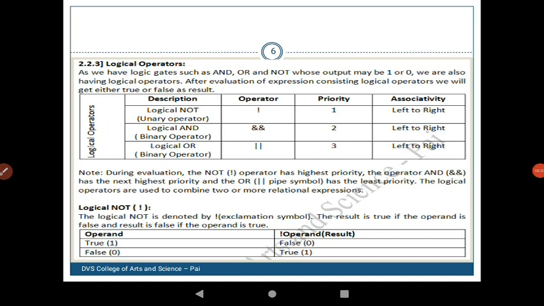Logical operators. As you already know, we have logic gates such as AND, OR and NOT. Likewise, we have logical operators. After evaluation of an expression consisting of logical operators, we will get either 0 or 1, that is either false or true as a result.